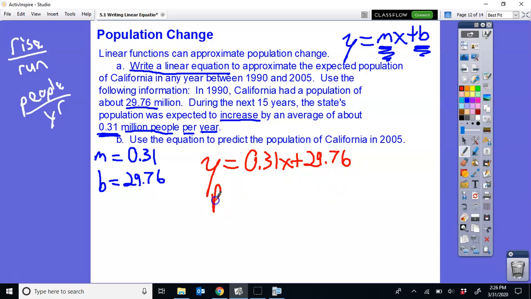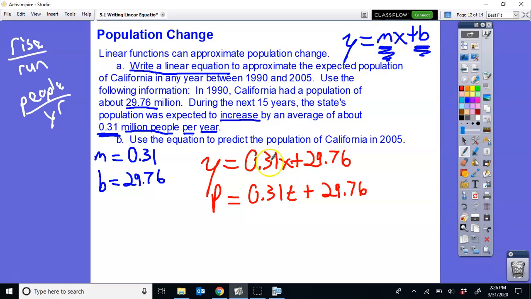You could also use P for population, 0.31 T for time or years, plus 29.76. I'm just using y equals mx plus b to keep things familiar for us, but you can use different variables. It doesn't matter. Also, I want you to realize that some of you can come up with this equation right here without really thinking M and B. If you just think about logically what you would do.